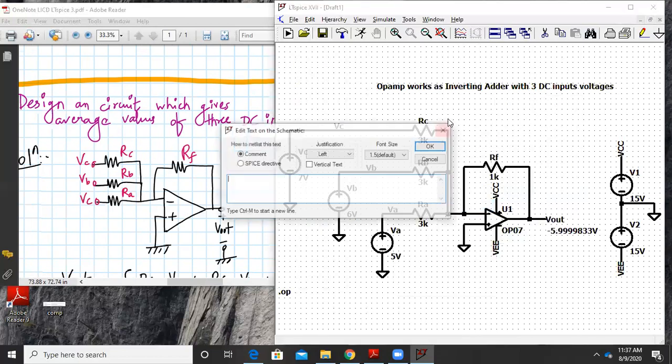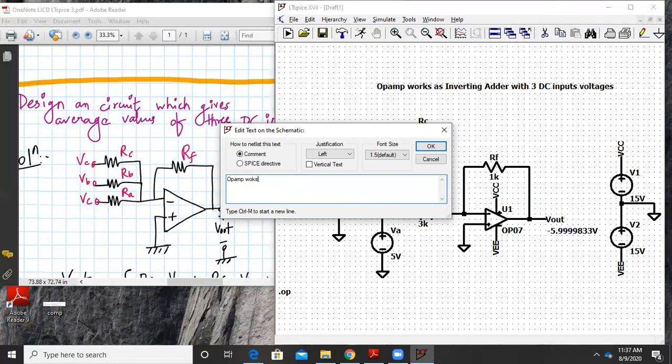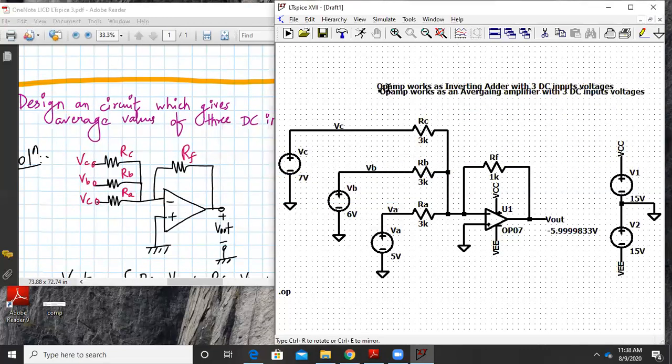So we can write a comment over here like this. We can write a comment: op-amp works as an averaging amplifier with 3, we have considered 3 DC inputs. It can be any number, 3 DC input voltages. So that statement also will go over here.